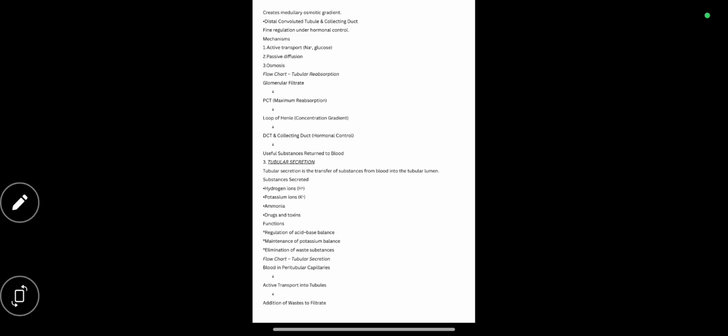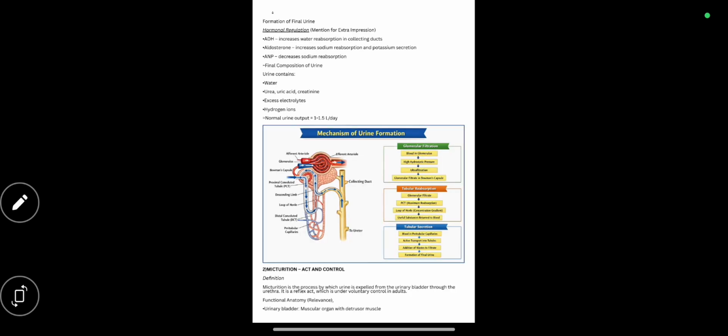The useful substances will be returned to the blood. Coming to tubular secretion, this is a process where the transfer of substances from blood to the tubular lumen happens, like hydrogen ions, potassium ions, ammonium ions, then drugs and toxins. So, whatever drugs we consume are also handled by tubular secretion here. The function is regulation of acid base, maintenance of potassium balance, and elimination of waste products. How this happens is that the blood in the peritubular capillaries undergoes active transport into tubules, then addition of waste to the filtrate happens, then the formation of final urine is done.